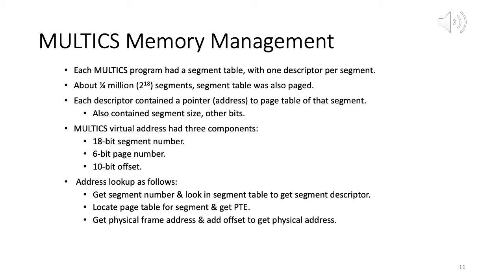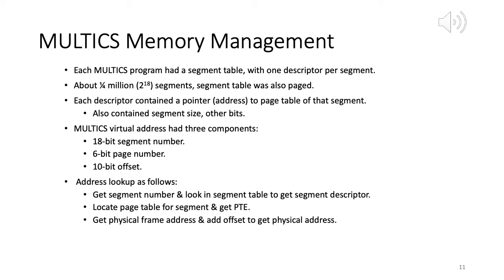So the first 18 MSBs were for the segment number, then 6 bits for the page number, finally 10 bits for the offset. Which seems to suggest that the page size is 1K. So address lookup is as follows: get the segment number by extracting the appropriate 18 bits, and once you get the segment number, look in the segment table and get the descriptor.